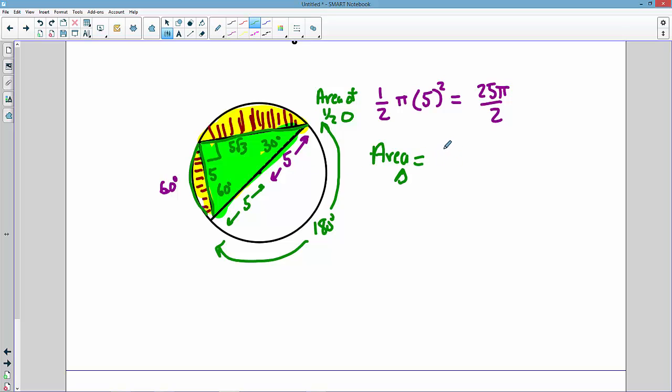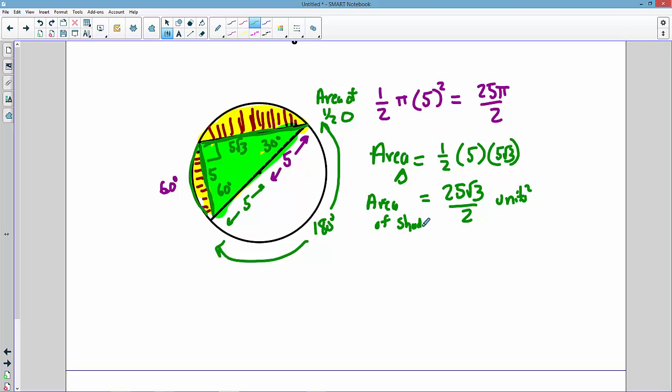And the area of the triangle, in a right triangle, is always 1/2 the 2 legs. 1/2 times the 2 legs. So the 2 legs are 5 and 5 radical 3. And that basically just equals 25 radical 3 over 2. And that's, again, units squared. And that's the area. It's not the area of the triangle, it's the area of the shaded. Okay. All right.